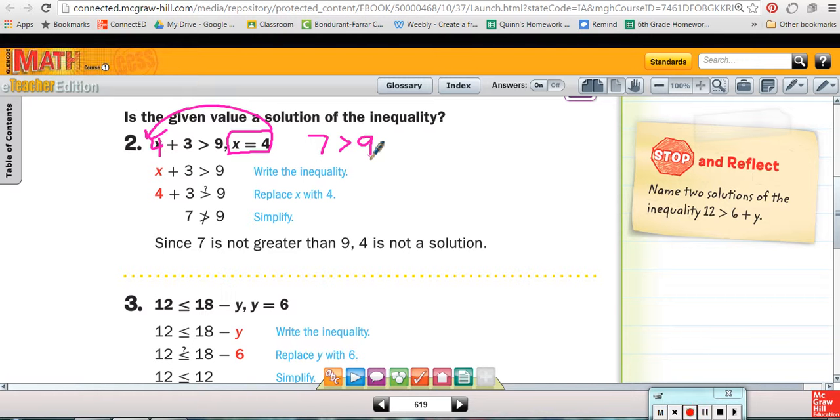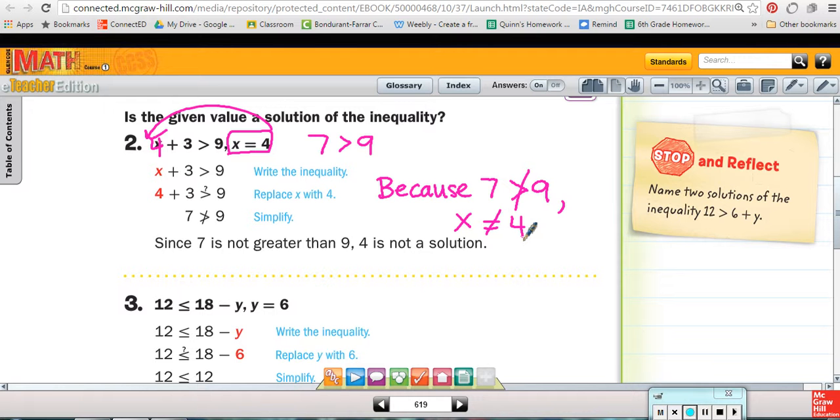Here's the shorthand. I want you to write this with me. You don't have to write a big long sentence. You can say it this way. Because 7 is not, I'm going to put a slash through it, is not greater than 9, x is not equal to 4. Does that make sense?